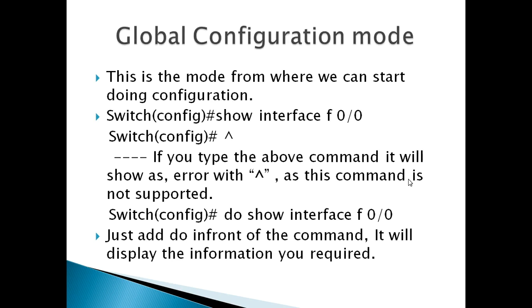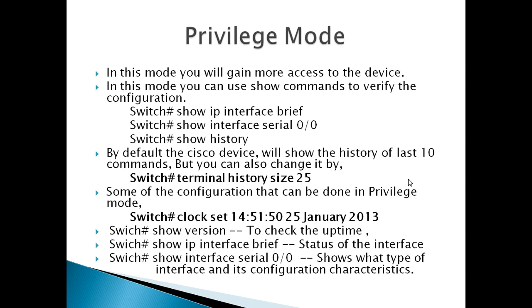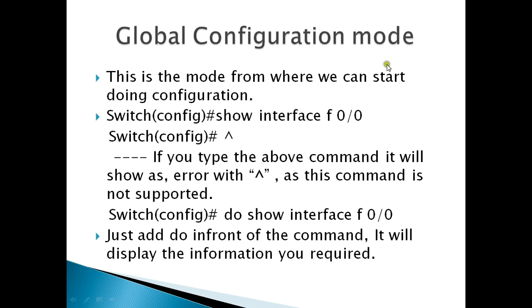Next, going to the global configuration mode. This is the mode where we start the configuration. This is where we do some of the basic configuration. It is the next level of configuration, and is said to be the editing mode. If you need to check any configuration, as said earlier, like show interface serial 0/0 or show ip interface brief, you can't check it in this mode. If you type show interface fastethernet 0/0, whatever the interface, it will show an error like this, which means there is some issue with the command here. This is what it will show.